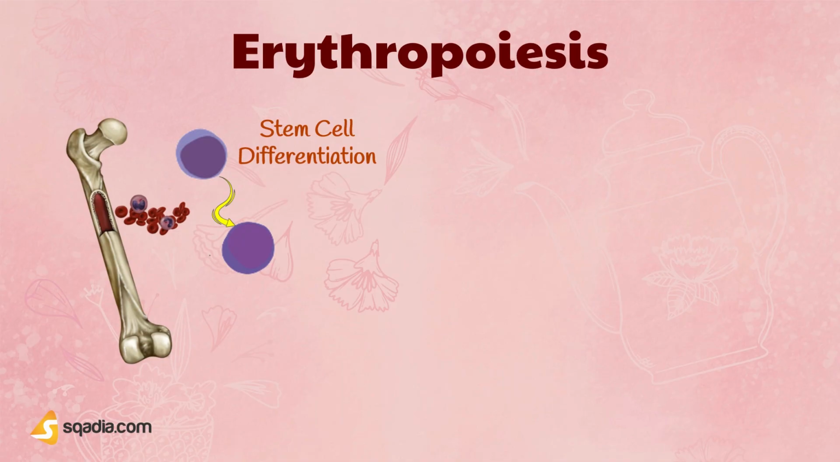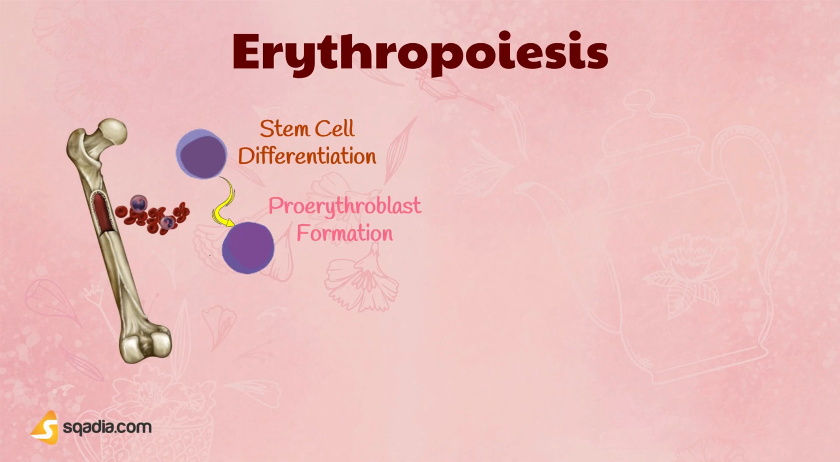Then comes the step of proerythroblast formation. The hematopoietic stem cells differentiate into proerythroblasts, which are large, nucleated cells. These cells still retain the ability to divide and undergo further maturation.